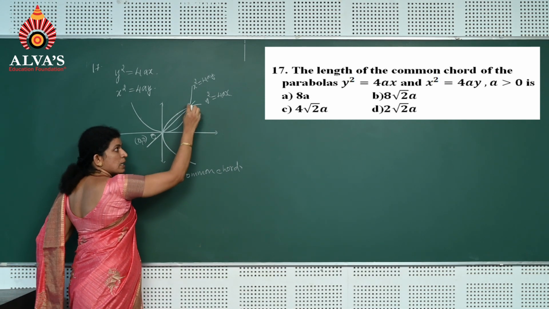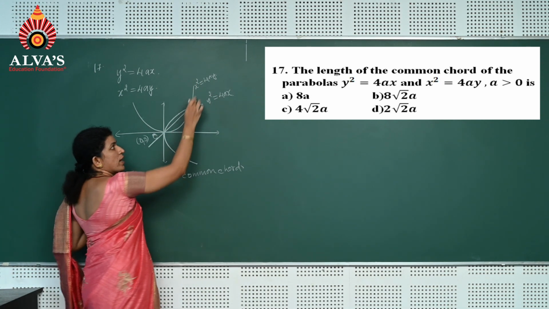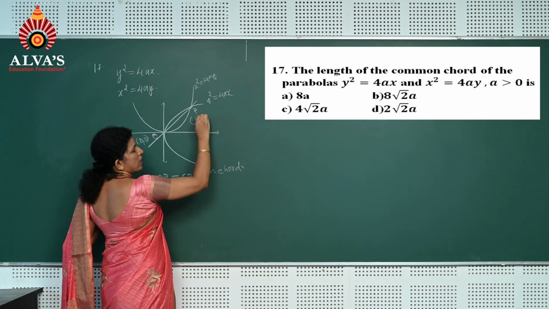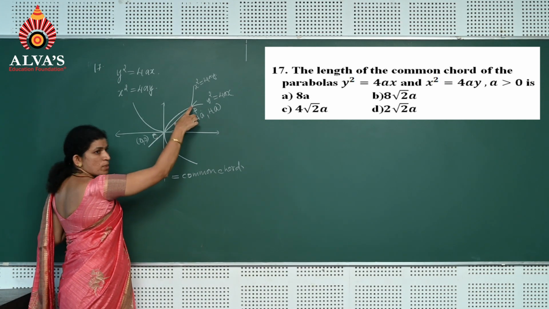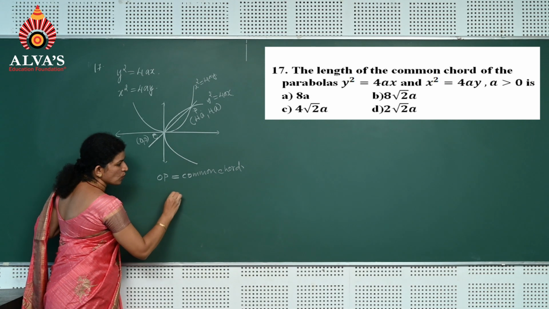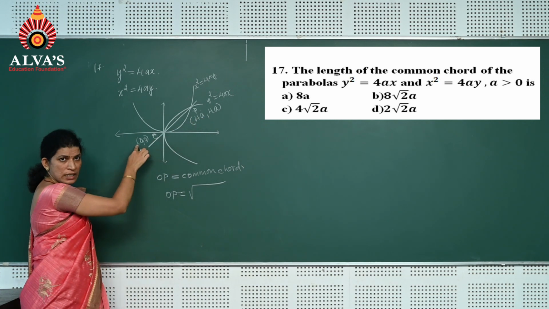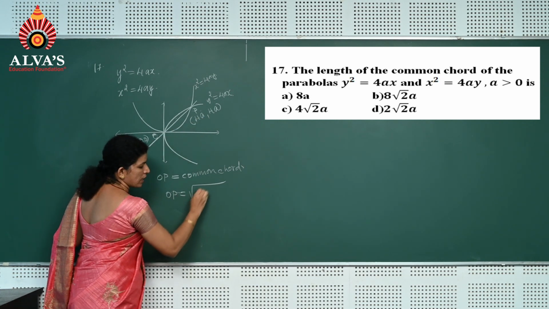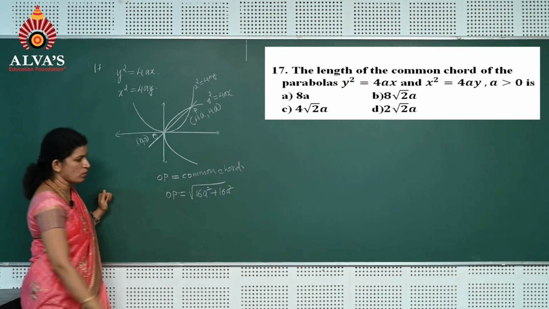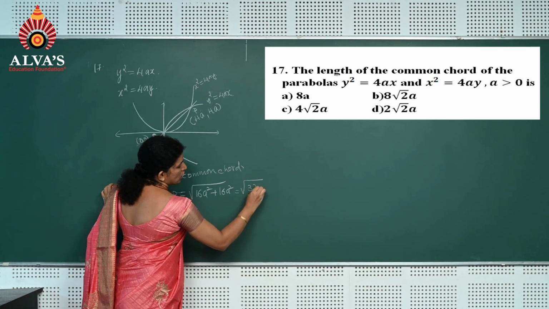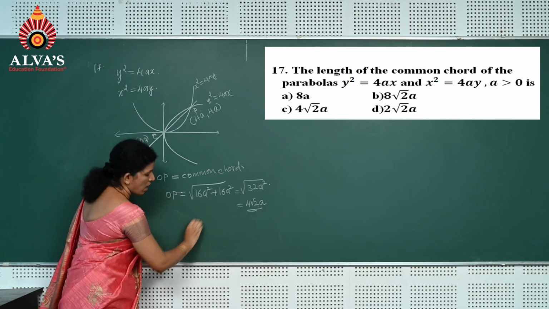P we have to find out. P means it is the point of intersection of these two curves. By finding the point of intersection, you will get the point of intersection as (4a, 4a). Length of the common chord we want, that is OP. By using the distance formula, OP is equal to square root of (x2 minus x1) whole square, (4a minus 0) whole square, that is 16a square, plus 16a square, (y2 minus y1) whole square, that is equal to square root of 32a square, that is equal to 4 root 2 a. So that answer is C.